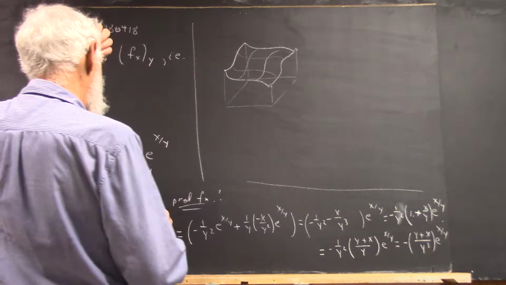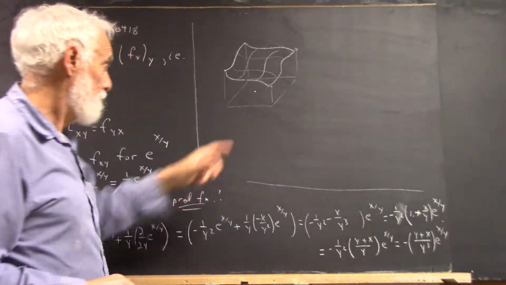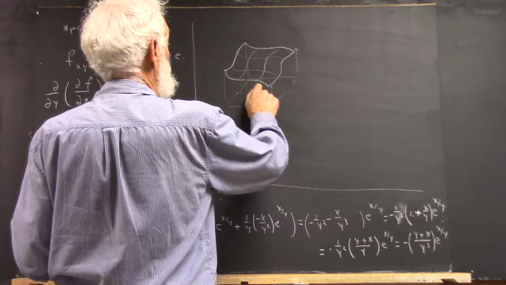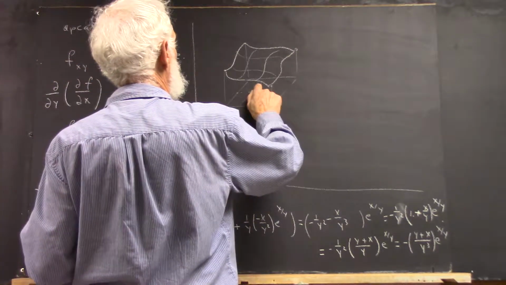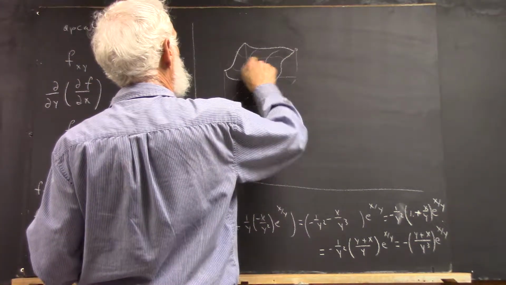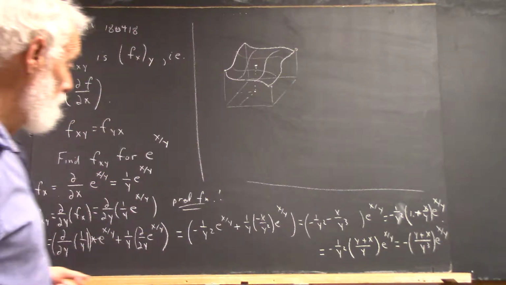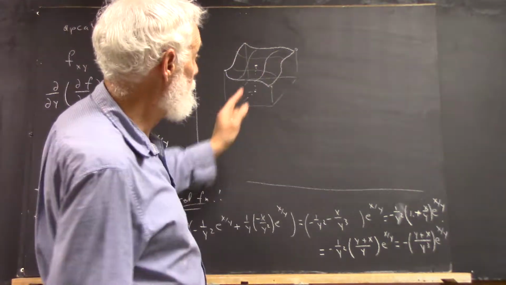Now let's say that we take a point here, somewhere within this rectangle down here in the xy plane. Okay? And then we project this point up to the surface. Okay, we get a point on the surface. And now what are our curves going to look like in this direction and in this direction?